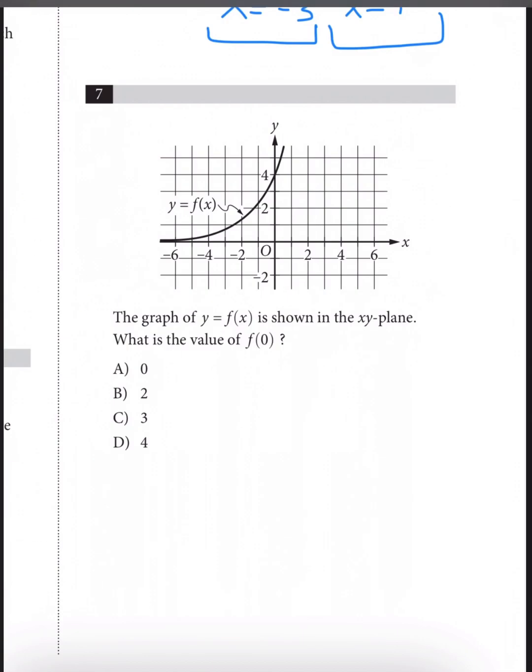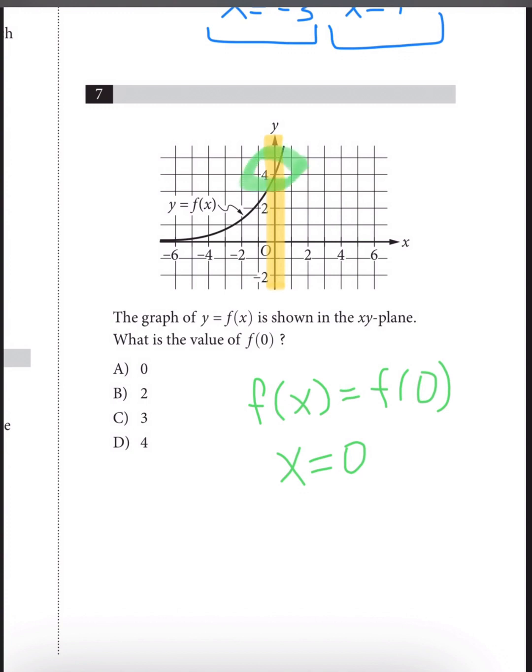Let's move on. The graph of y equals f of x is shown in the xy plane, what is the value of f of 0? So f of x is equal to f of 0, so x is equal to 0. When is x equal to 0? Right here, x is equal to 0 here. And as you can see, when x is 0, that's when y is 4. So our answer is D, 4.